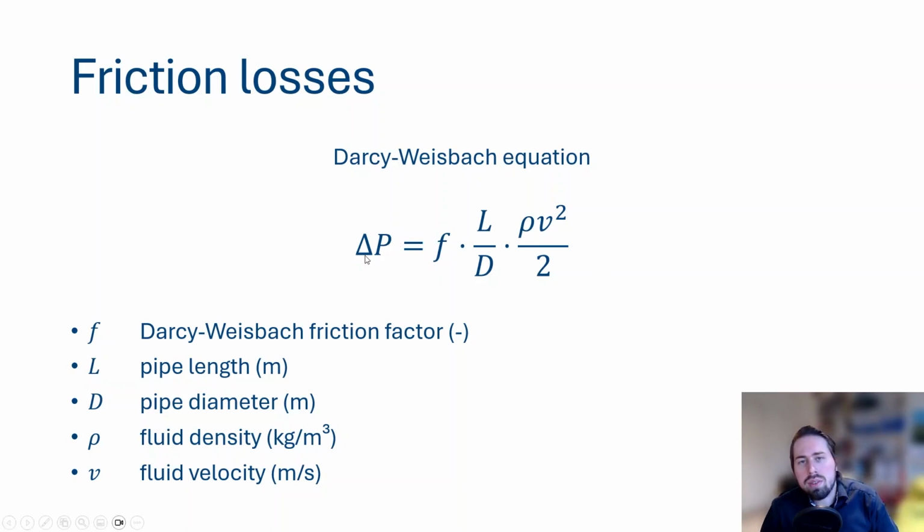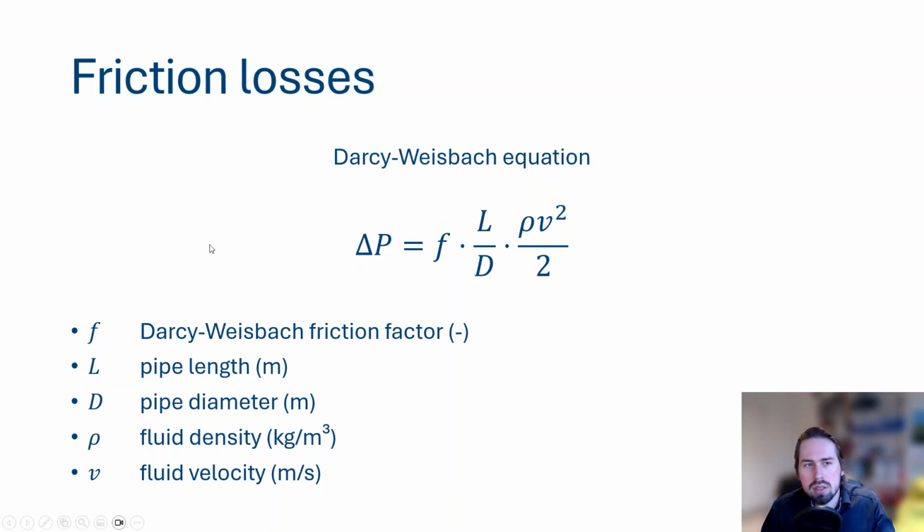So you have again the pressure drop, but now for the friction losses, which is equal to a certain friction factor multiplied by the length divided by the pipe diameter multiplied again by the fluid density multiplied with the velocity squared over 2. So here you can see that if you have a pipe that's twice as long, the pressure drop will also be twice as big. And if you divide the pipe diameter by a factor of 2, the pressure drop will increase by a factor of 2.